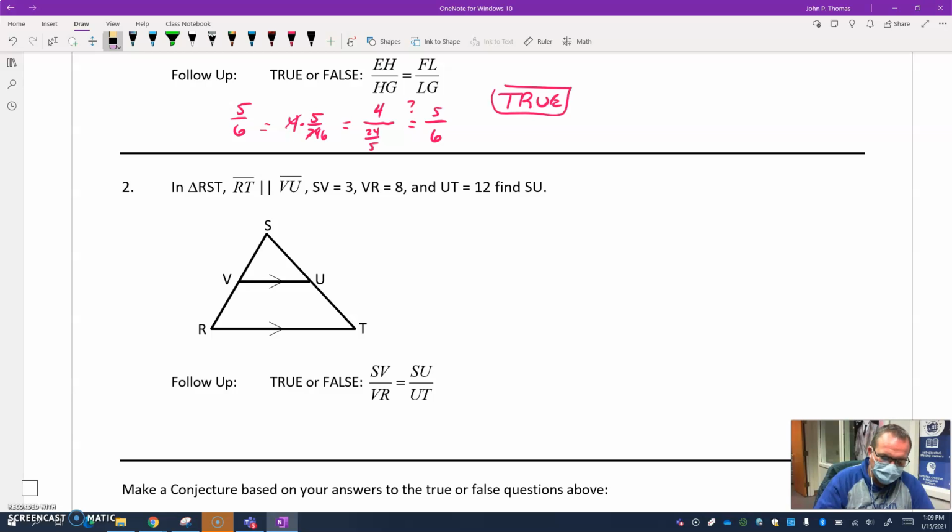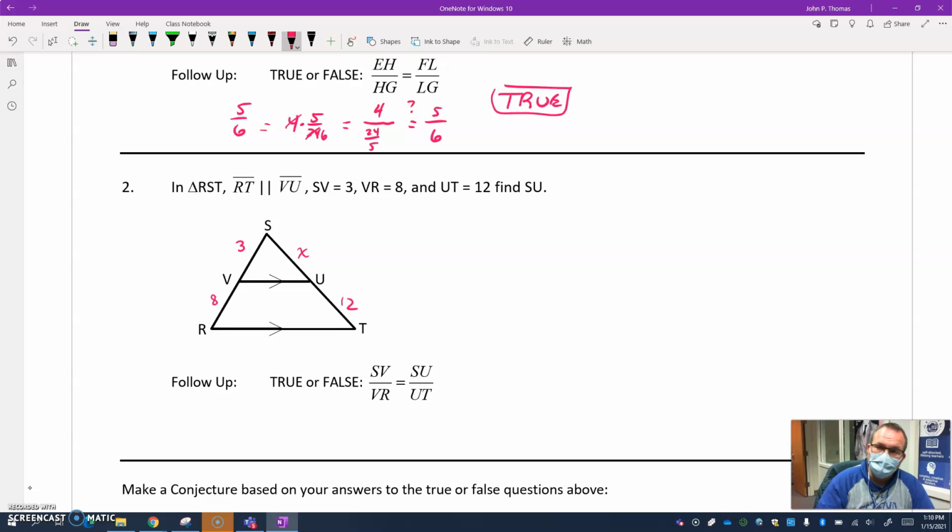So when we look at example 2, first thing, just like the last one, we're going to go ahead and put the information we have. The parallel lines is already marked. So next thing, we've got SV is 3, VR is 8, UT is 12, and it wants us to find SU here. All right, so at this point, if we leaned on what we saw last time, we could try and do x over 3 equals 12 over 8. But that's really what they're asking me, is that true or false?